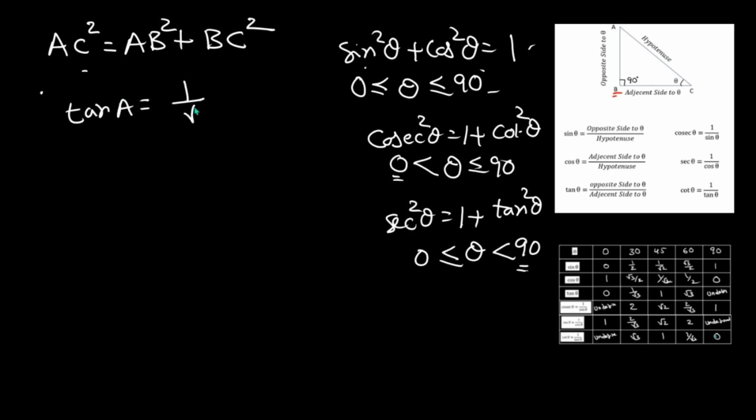So how do you find all the other ratios? First, cot A you can write directly. What is cot A? It's the reverse of tan, so cot A is root 3.